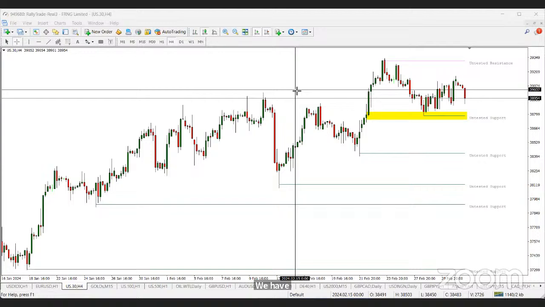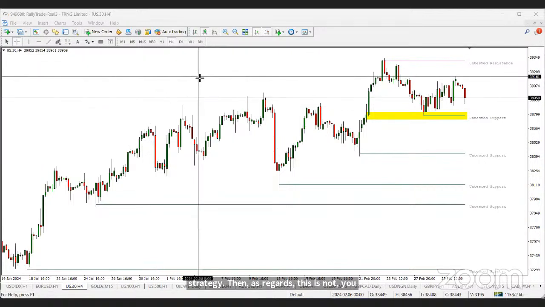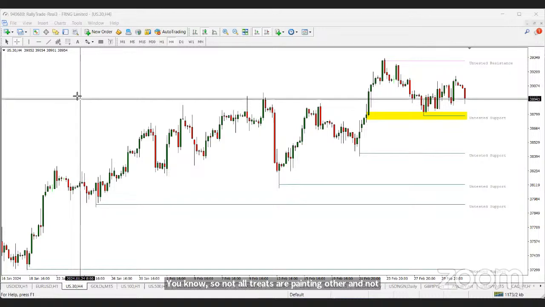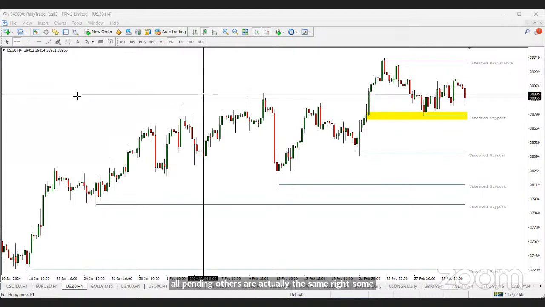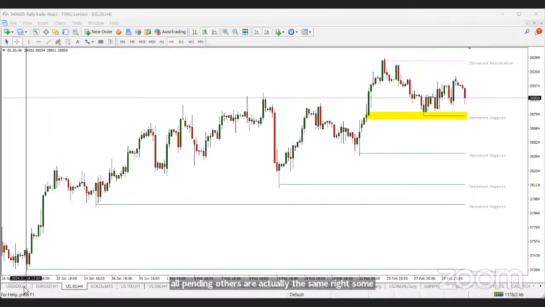Then, as regards this, not all trades that I gave are pending orders. Sometimes I tell you price has to close before you take a trade. Some trades I say instant execution. So not all trades are pending orders, and not all pending orders are actually the same, right? Some pending orders are stop pending orders. Some are limit orders. You understand here? So that's what we're talking about.